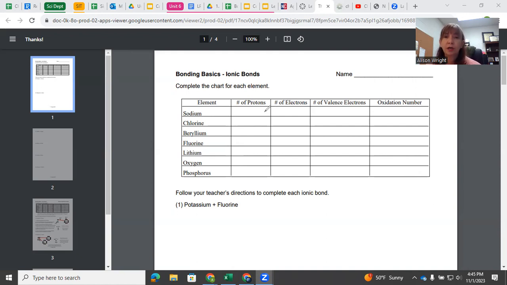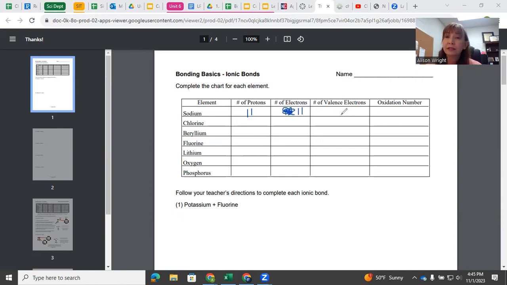Okay, this first part, you're going to complete this chart. In this chart, we have two columns with number of protons and number of electrons, and those are once again going to be the same like they used to be. We're talking about how many electrons each of these elements has originally. So sodium, let's do sodium together. Sodium is element number 11, so it has 11 protons, and therefore it also has 11, no, goodness gracious, I'm getting it wrong. It has 11 electrons.